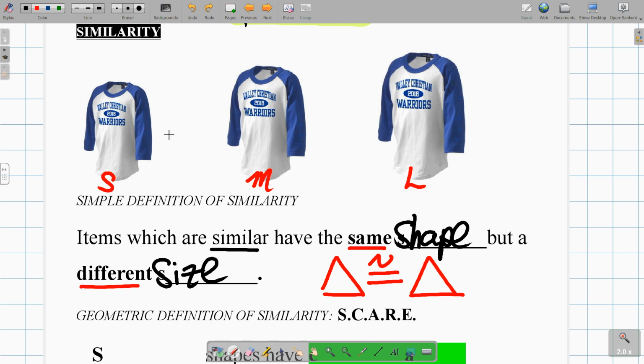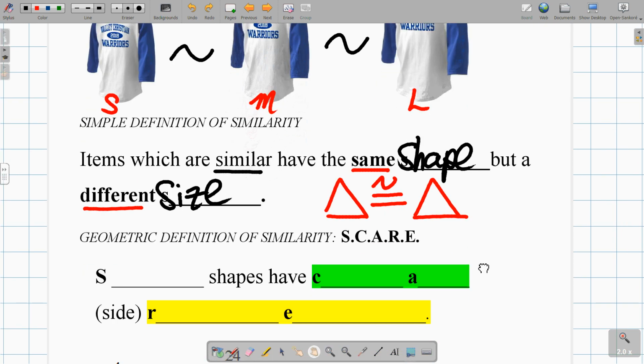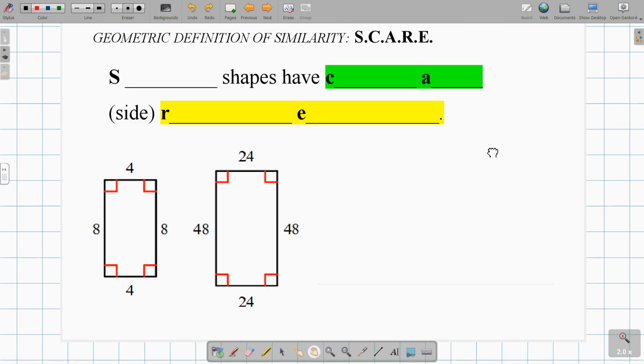We say they are similar, and we use this symbol right here. That means similar. Same shape, different size. Say it out loud. Same shape, different size. That is the simple definition of similarity.